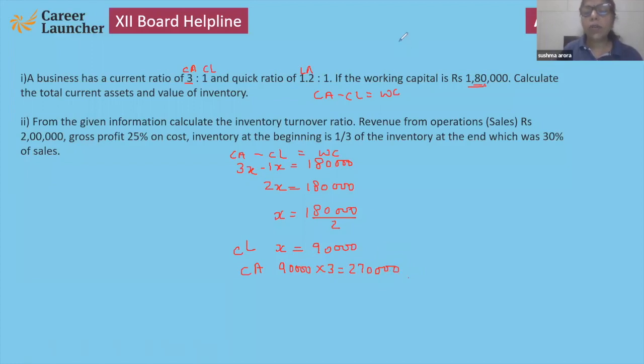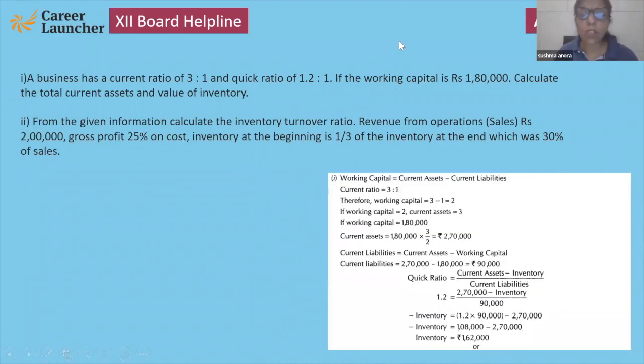Yes, children, I'm sure now you all are able to understand the process. See here, what I want to tell you, note down: current asset minus current liability will be working capital. So by this formula, you can come to know. And when you calculate the current asset, after that, you can come to know the inventory as well, because inventory is equal to current asset minus liquid asset. Clear? Any other doubt?